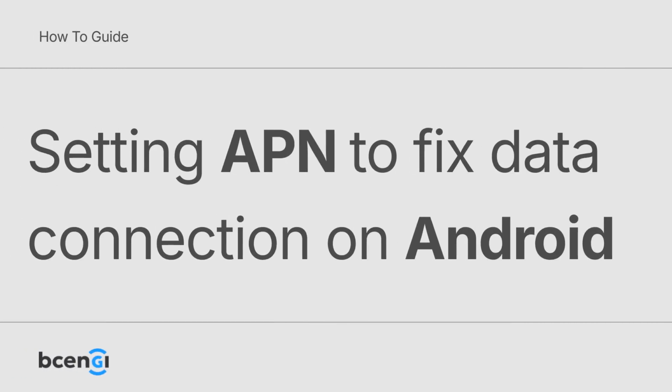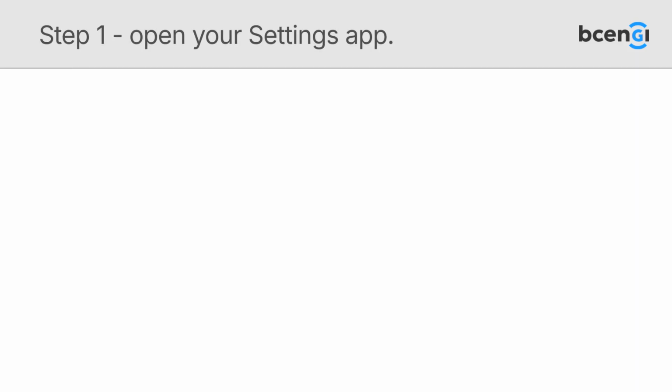If your eSIM is installed on your Android phone but data isn't working yet, don't worry. You may just need to update one quick setting, your APN. The next step depends on your phone brand.